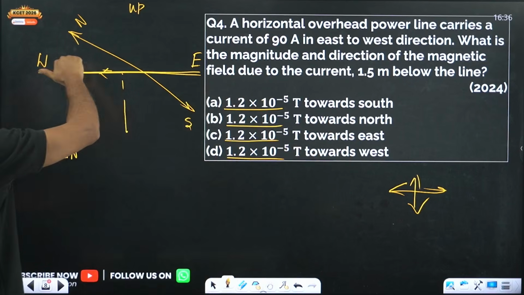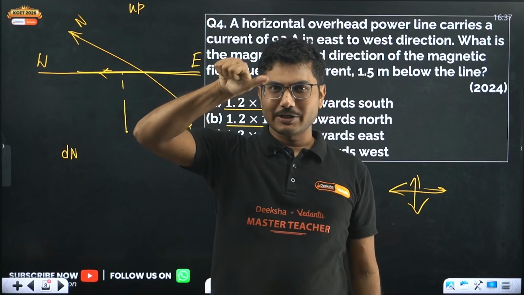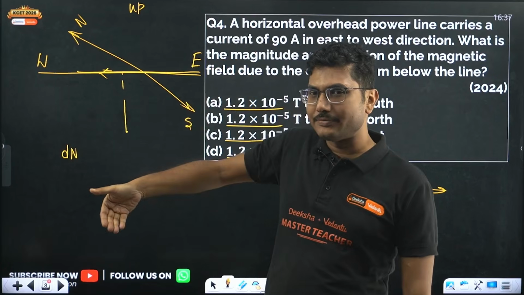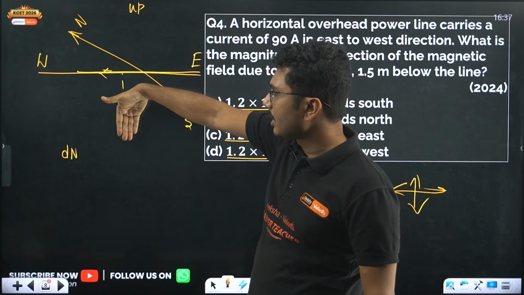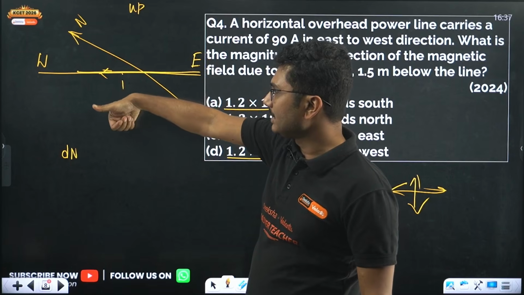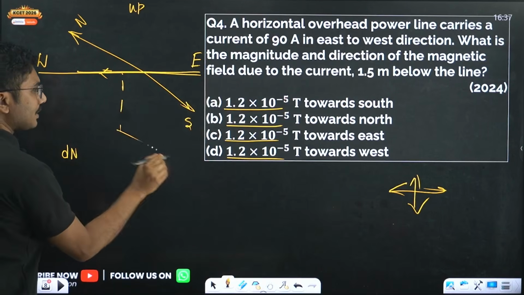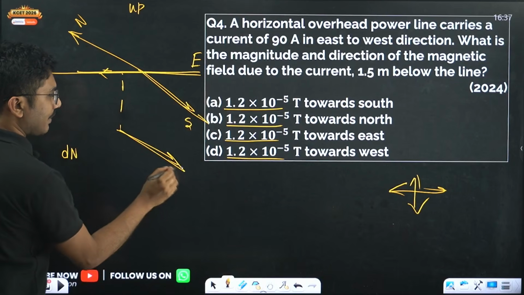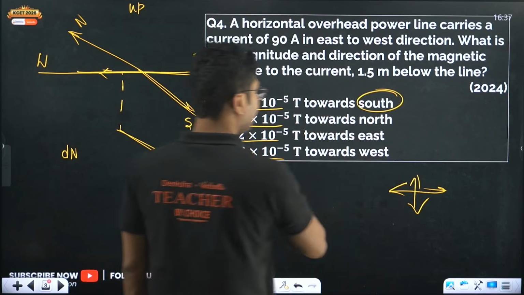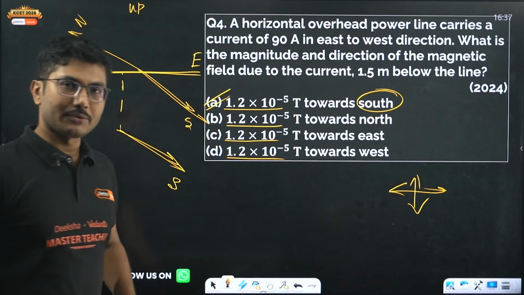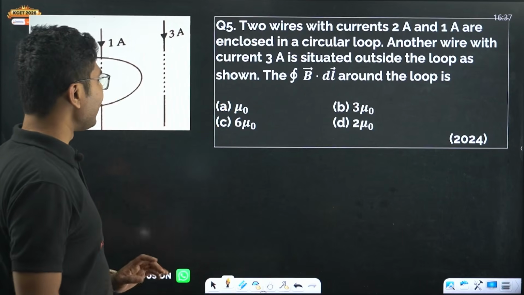So this is the direction of current. How to find the direction of magnetic field? Point your thumb in the direction of current, then your curled fingers give the direction of magnetic field. So here the current is in this direction, so below here, the magnetic field will be in this direction. Magnetic field will be out of the paper. That means what is the direction of magnetic field? It must be in the direction of south. So magnetic field will be in the direction of south, so south is the correct answer. It is not about the value, it is about the direction only. So in such cases you don't need to calculate the values unnecessarily if it is not asked.